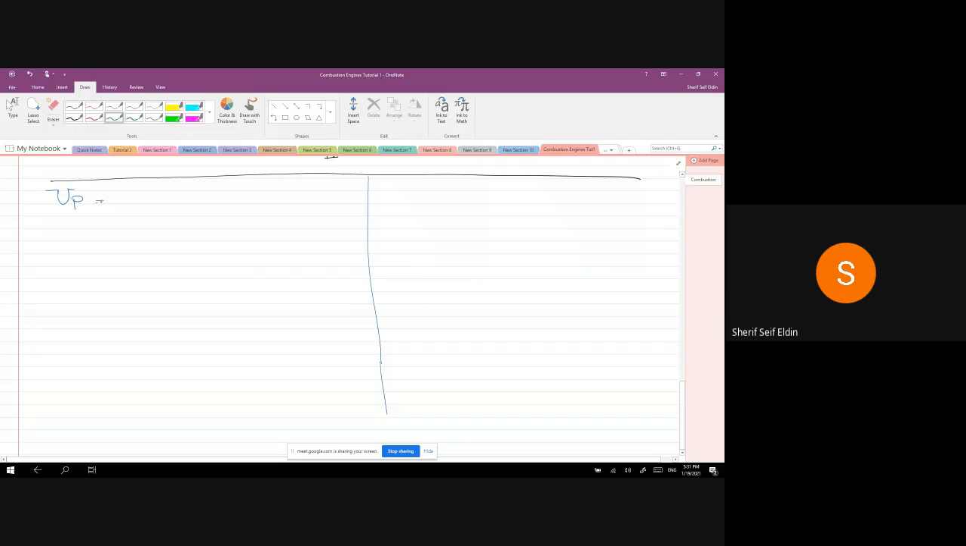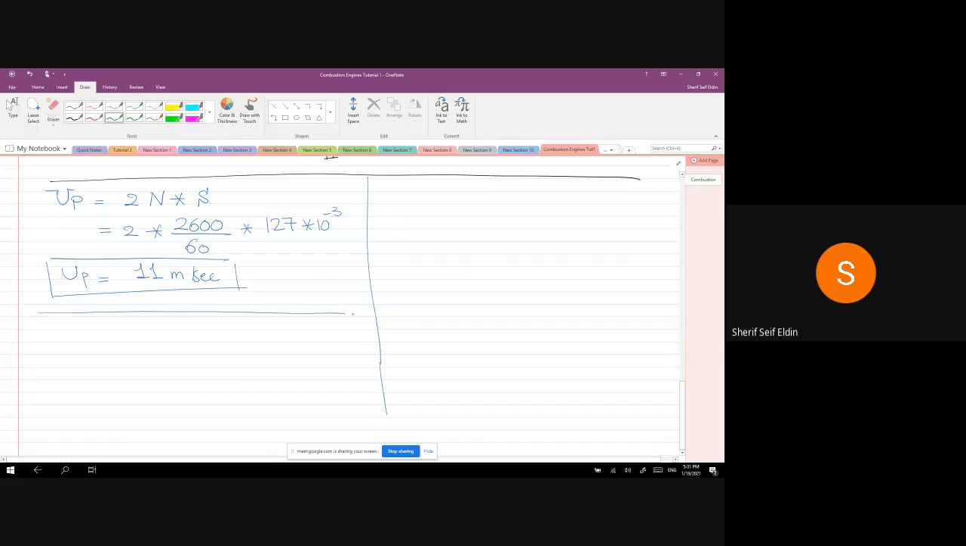U of the piston is 2N multiplied by the stroke. 2N is 2600 over 60, as I told you, to convert from RPM into revolutions per second, and stroke length 127. It's in millimeters, so I have to convert it into meters. So the mean piston speed is going to be 11 meters per second. This is the first thing.